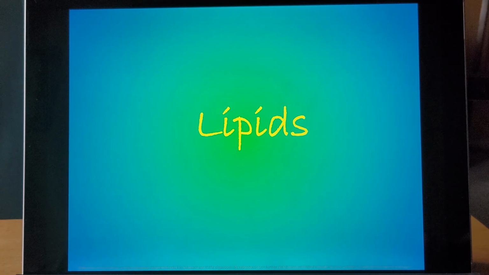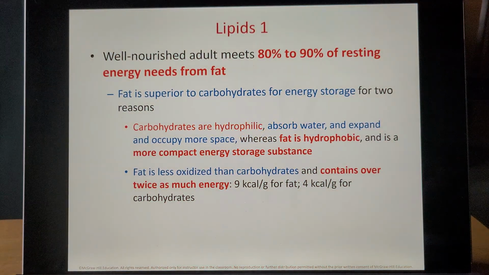Okay, moving on to lipids or the fats. So most of our resting energy needs come from fat. With our fatty acids, fat is superior to carbs for energy storage. So it takes less processing of our fats in order to break them down in order to extract out energy.